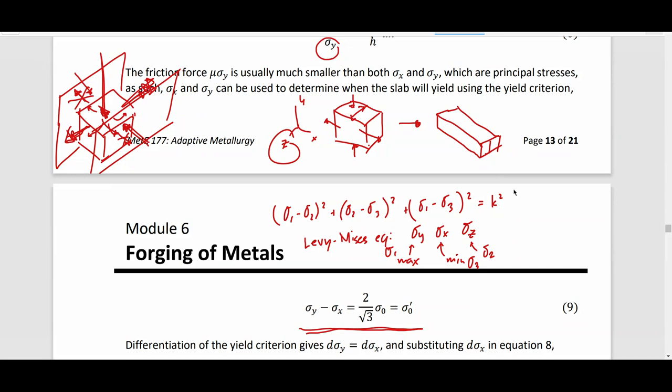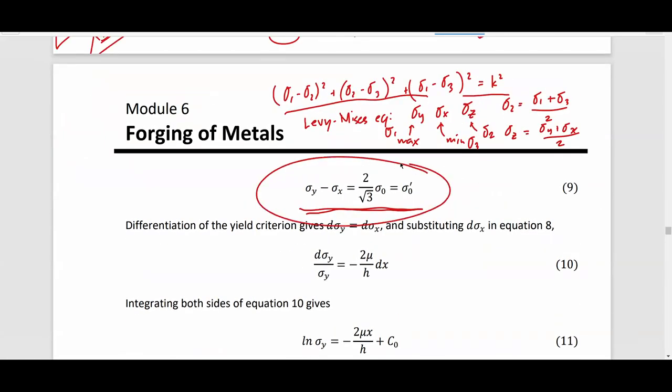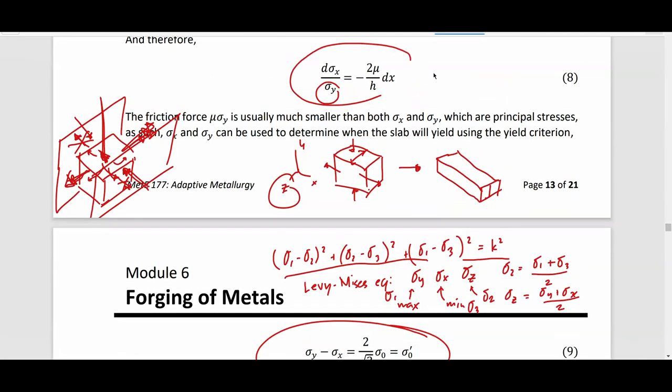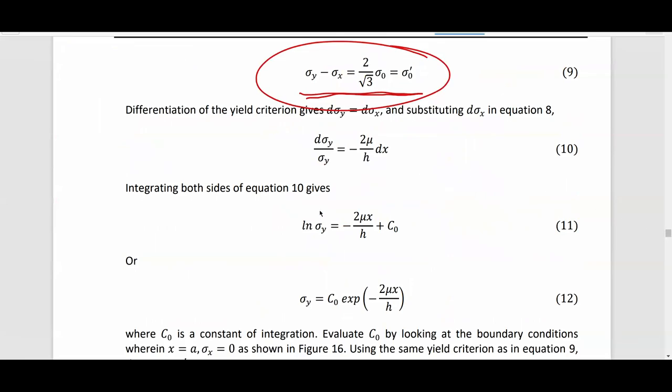Okay, so ang sinasabi ng von Mises equation is that yung sigma 2 daw is just the average of the primary sigma 1 and sigma 3, parang ganyan. And if you try to input this, sigma 2 is equal to (sigma 1 plus sigma 3) over 2. And we can also say sigma z is equal to (sigma y plus sigma x) over 2. Kung i-input nyo siya dito sa von Mises criterion natin, you will end up with this equation. So lalabas itong equation na to. Okay, so from this equation, you differentiate. And from the differential na na-produce nyo, you can now input it dito sa equation na to, and you end up with this equation. Now you can integrate this equation, you end up with this one.